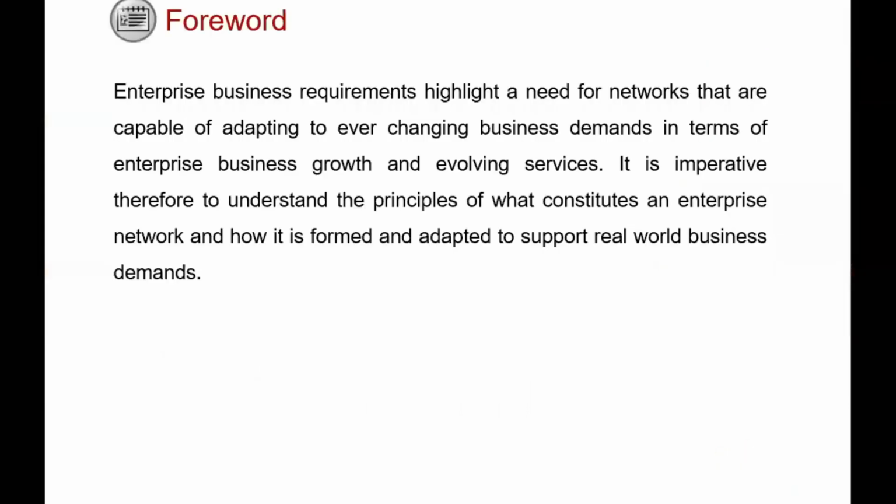Most of the time I'll be reading out for you the foreword. Enterprise business requirements highlight a need for networks that are capable of adapting to ever-changing business demands in terms of the enterprise business growth and evolving services. It is imperative, therefore, to understand the principles of what constitutes an enterprise network and how it is formed and adapted to support real-world business demands.